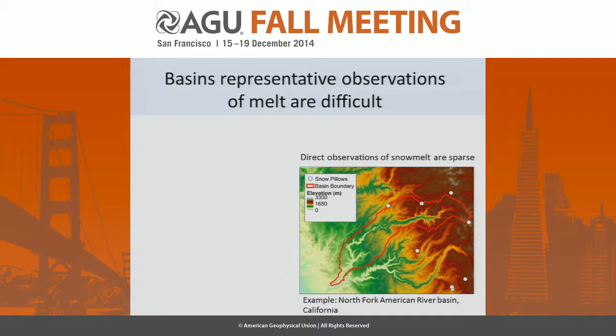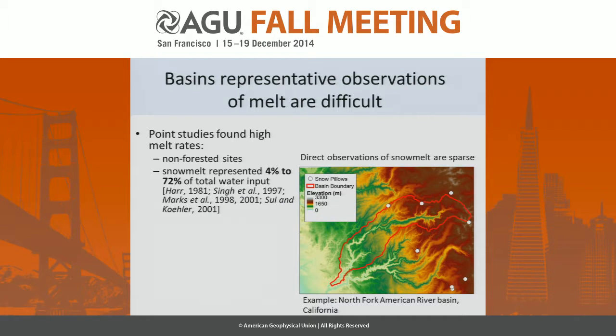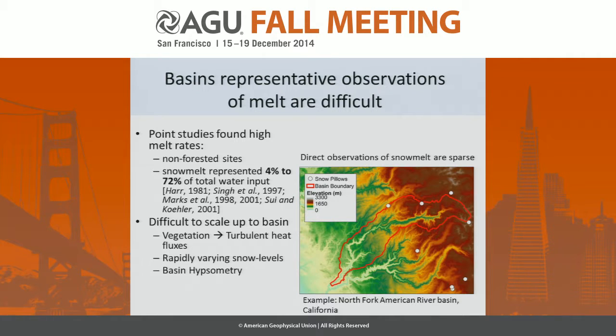However, the observations that we have available aren't everywhere we want them to be in a basin to be able to calculate a total basin contribution from snowmelt versus rainfall. There have been many case studies that have found a range of contribution from snowmelt during these events, from 4 to 72%. But it's more difficult because of the spatial variability within a basin and the elevations that we have these stations at to calculate the total contribution from snowmelt versus rainfall.